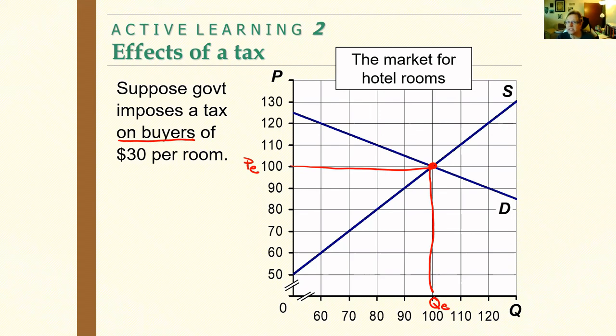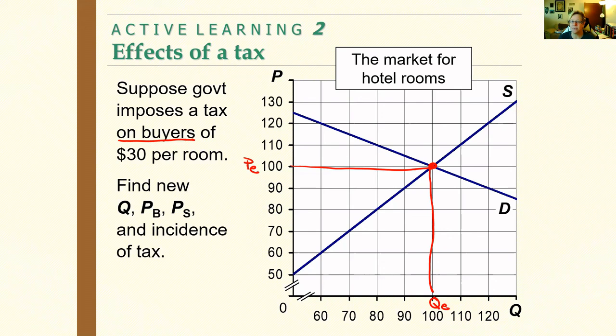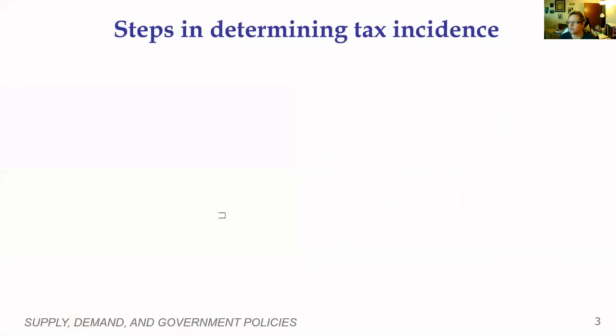Now what I want to do is give you the next slide. You might want to print this particular slide out, just this one, and or do a screenshot of it if you want. But here are the steps that we're going to use to find the new quantity with the tax, the price that buyers are actually going to pay, and the price that sellers are going to receive, as well as the incidence of the tax, meaning how is this tax apportioned between buyers and suppliers. Okay, so here's the steps.